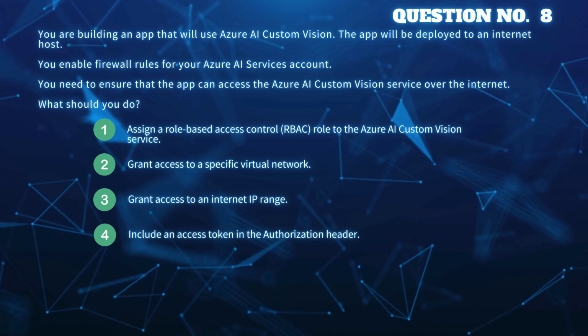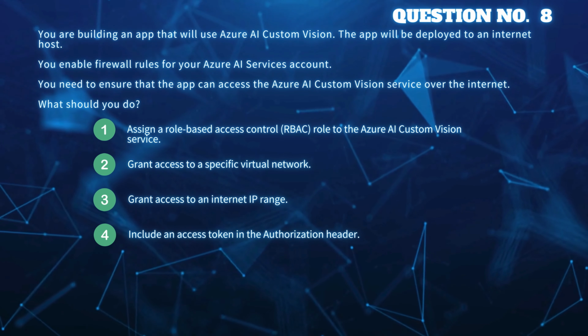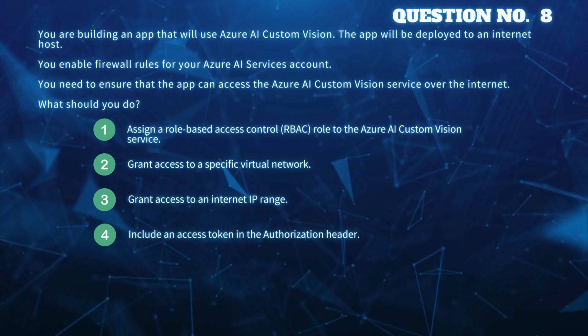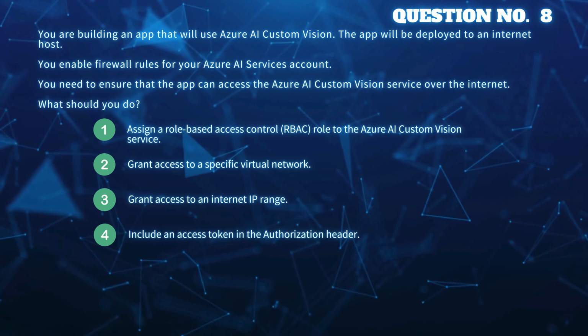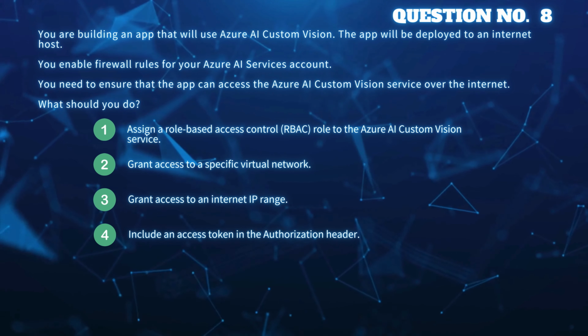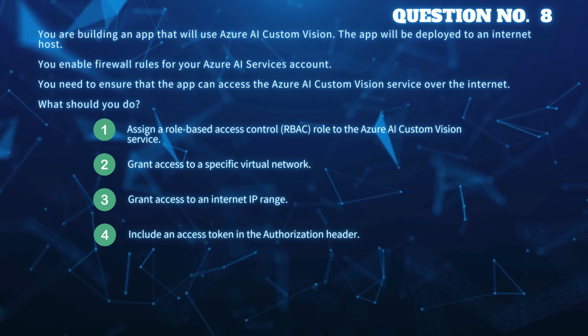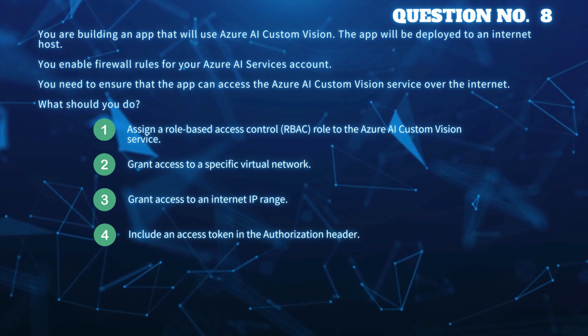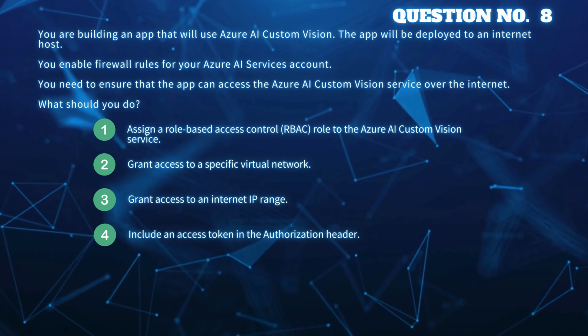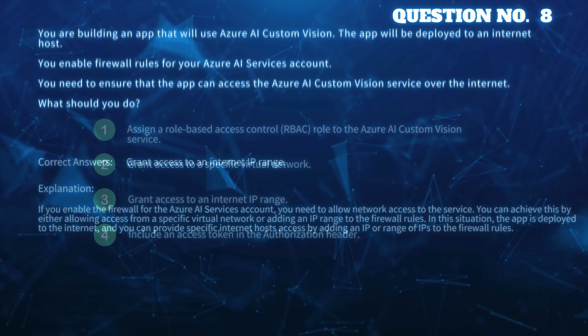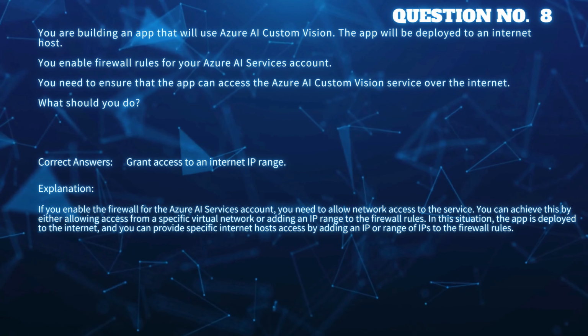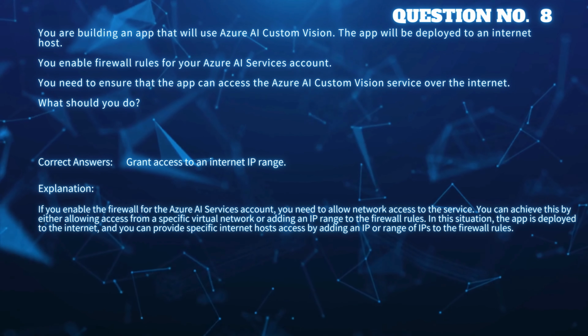Option 1. Assign a role-based access control, RBAC, role to the Azure AI Custom Vision service. Option 2. Grant access to a specific virtual network. Option 3. Grant access to an internet IP range. Option 4. Include an access token in the authorization header. Correct answer, grant access to an internet IP range.